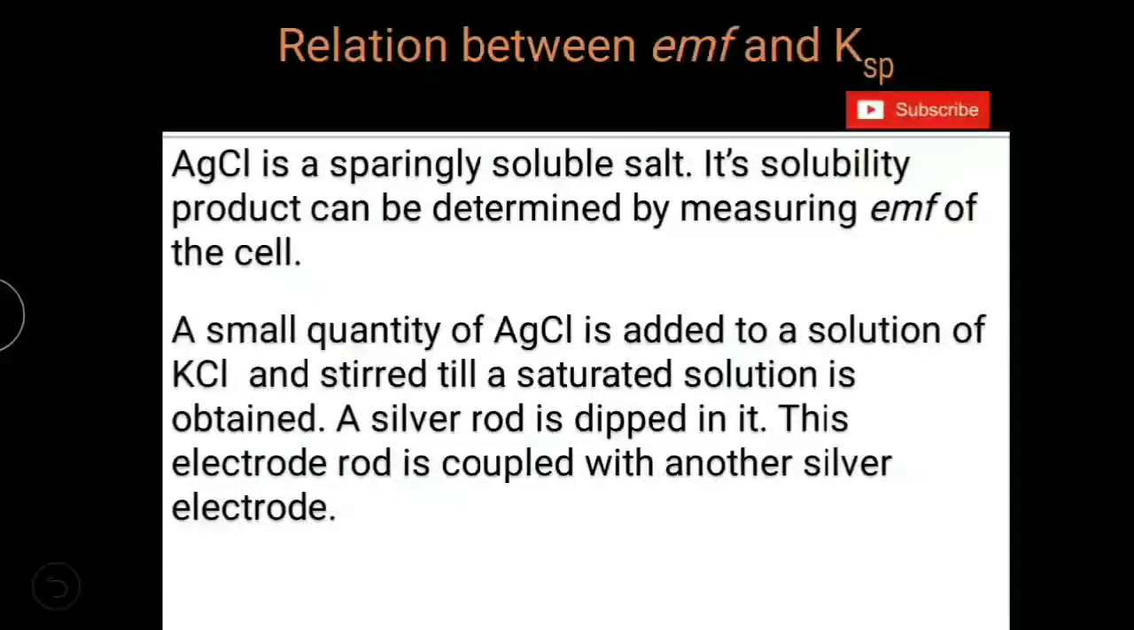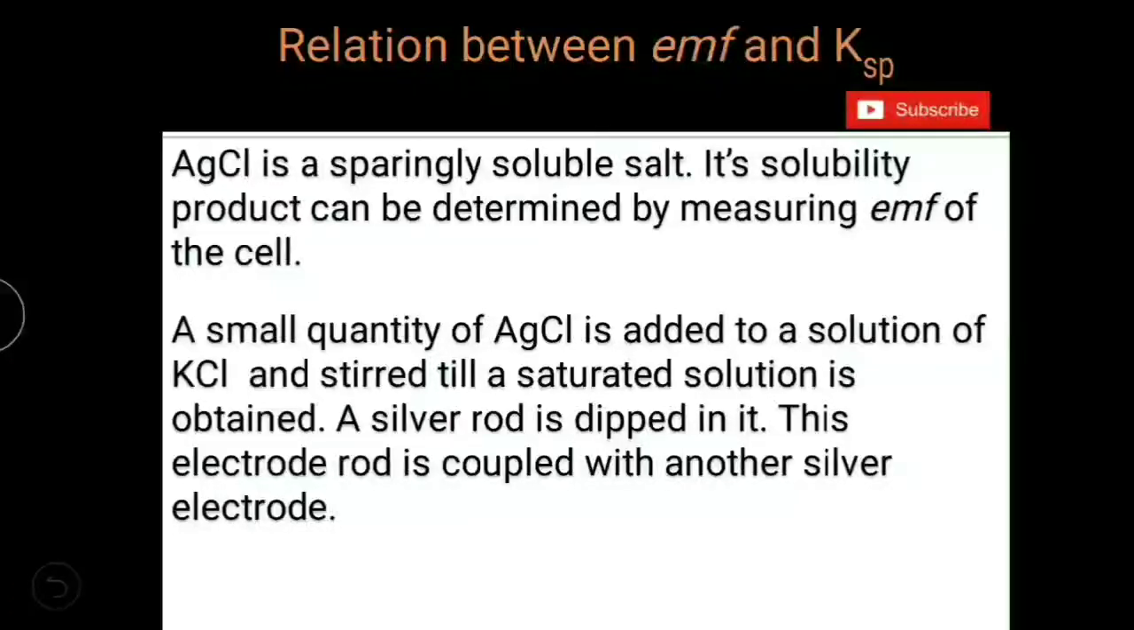Suppose a small quantity of AgCl is added to a solution of KCl and stirred till a saturated solution is obtained, and a silver rod is dipped in it. This electrode is coupled with another silver electrode. So here a galvanic cell is made up of a silver rod dipped in a sparingly soluble salt AgCl and another silver rod dipped in a solution of Ag plus ions.